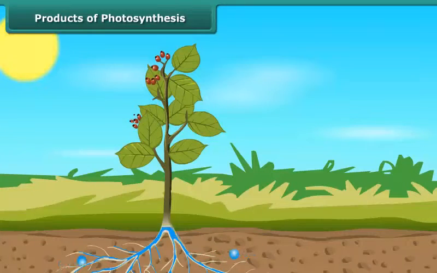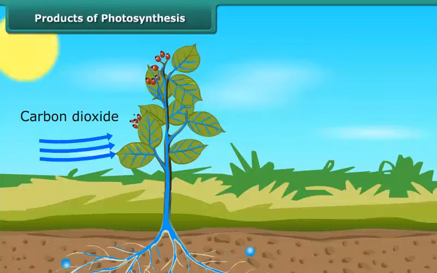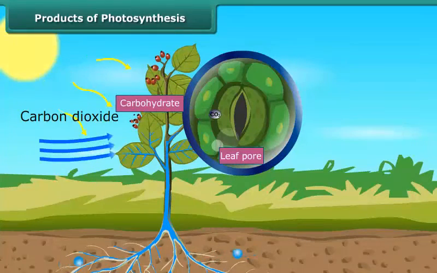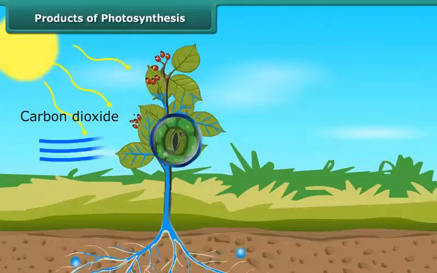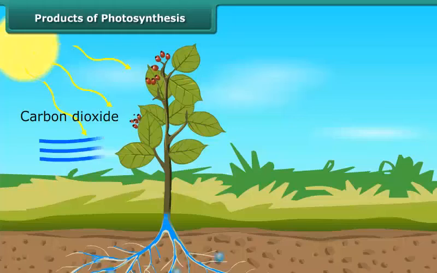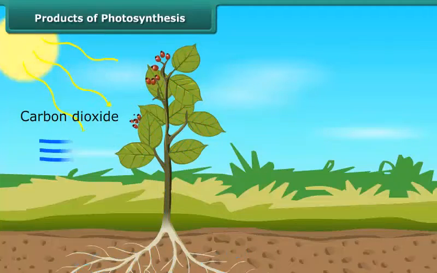After reaching the leaf, carbon dioxide and water react in the presence of sunlight to form carbohydrate. The carbohydrate is ultimately converted into starch, which gets stored in different parts of the plants. Therefore, the first food product formed during photosynthesis is starch.